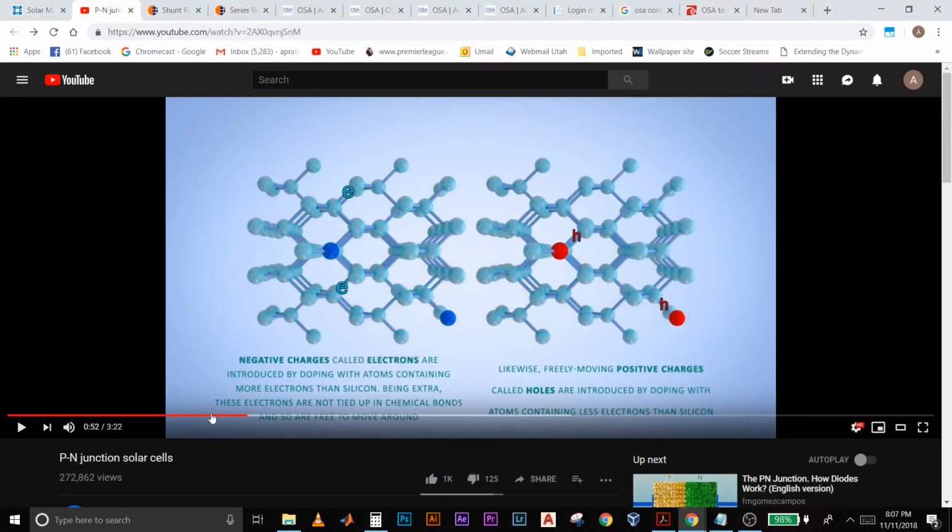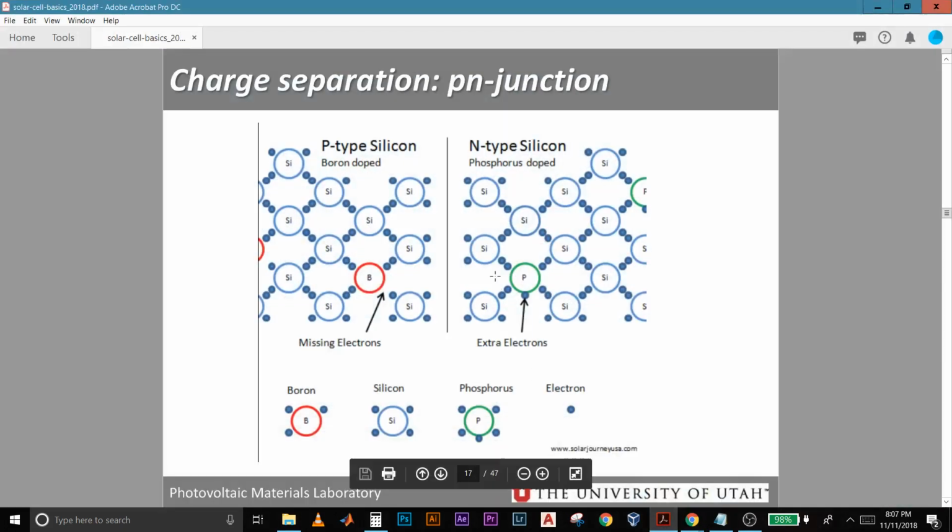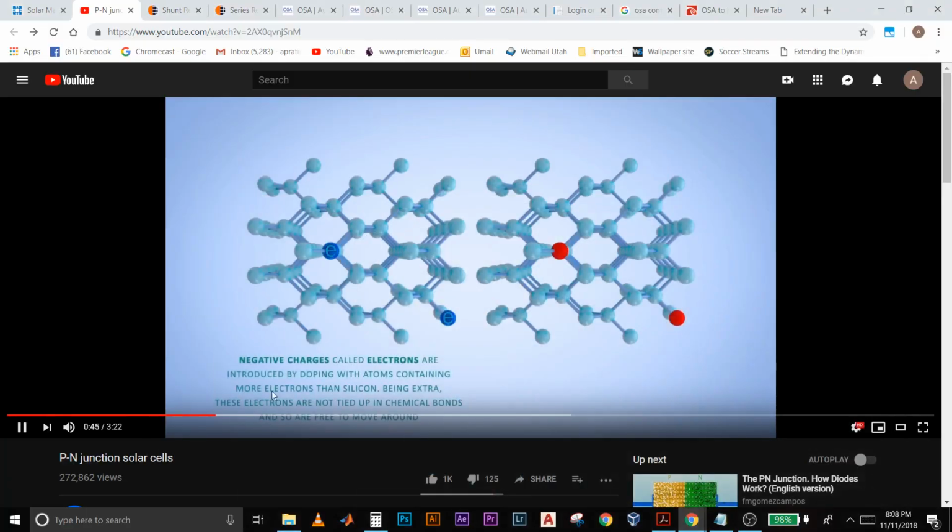Now, based on what kind of impurities these are, we get different effects in the doped silicon. You can see boron has one less electron compared to silicon atoms. So when boron is doped into a silicon lattice, we have a missing electron. Silicon has 4 valence electrons, boron has 3. Phosphorus, on the other hand, has 5. So when phosphorus is introduced as a doping element, we have 1 extra electron, which is shown over here.